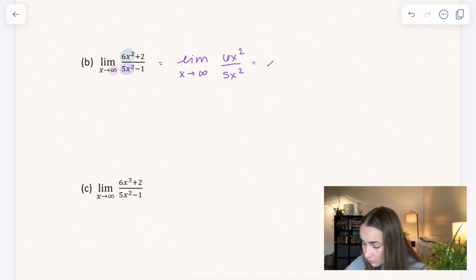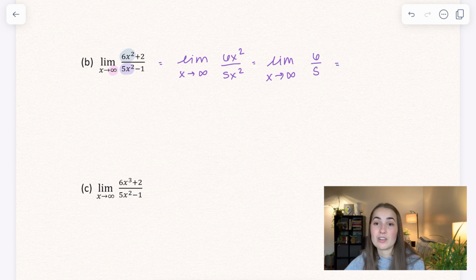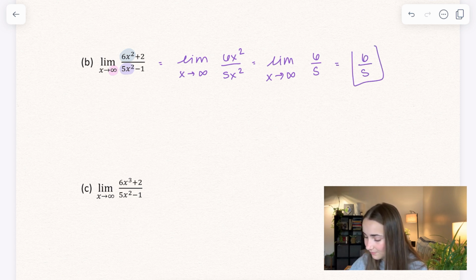And here we get to do some simplification, right? We know those x squareds cancel out. So I'm just left with 6 over 5. And the limit of a constant is just the constant. And so this is equal to 6 over 5.